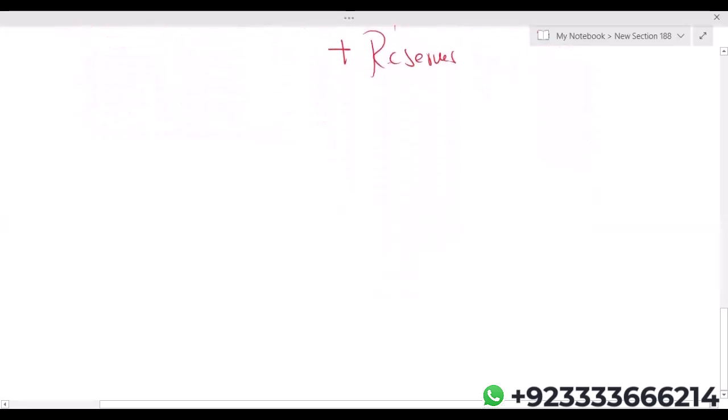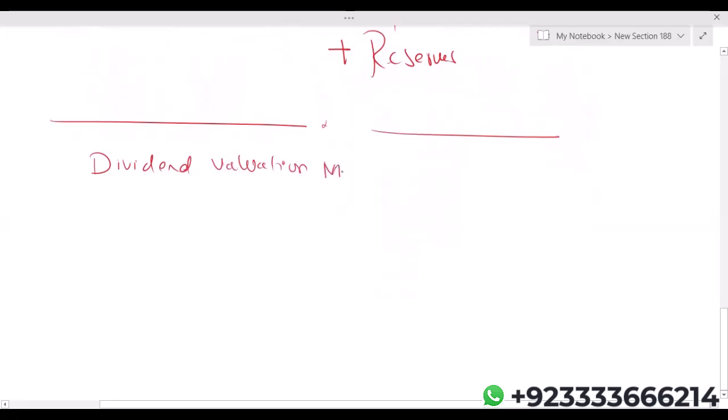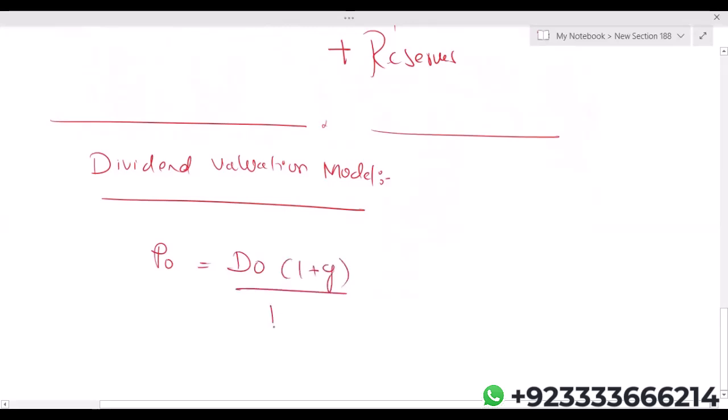Now let's go ahead. There's one more way to value the business, that is the dividend valuation model. We do use the dividend valuation model to value the business. Simply, P naught is equal to D naught (1 plus G) over K minus G.